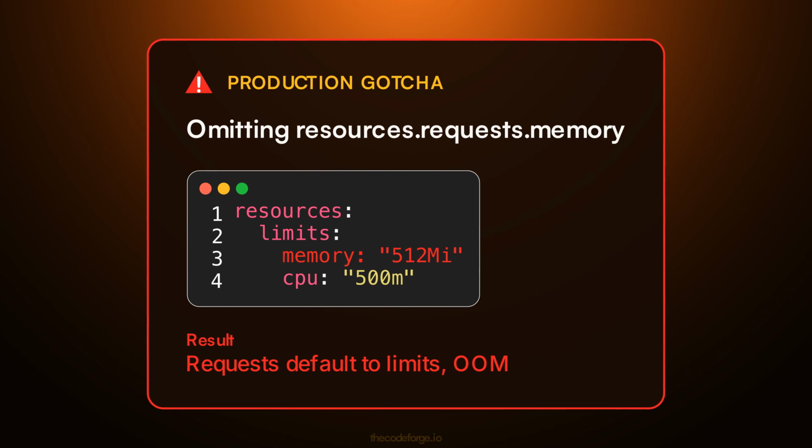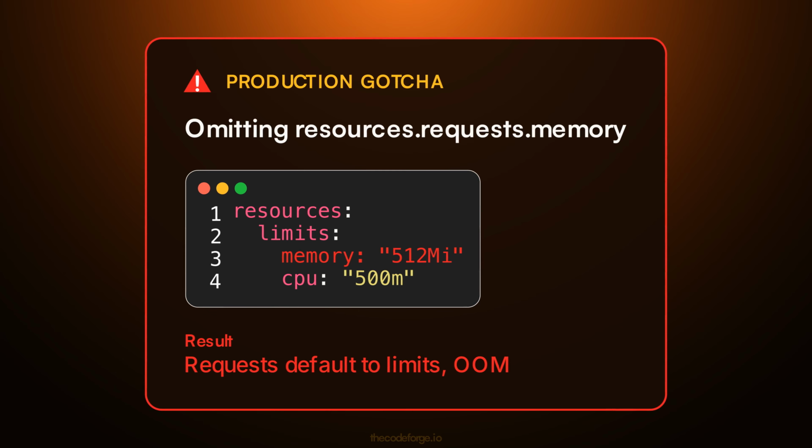If you omit resources.requests.memory, Kubernetes defaults it to the limit. This can cause OOM kills if the container's actual memory usage exceeds the limit, as seen in the incident.